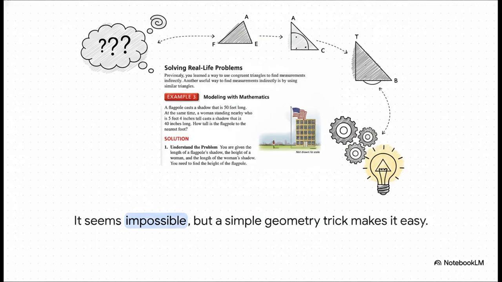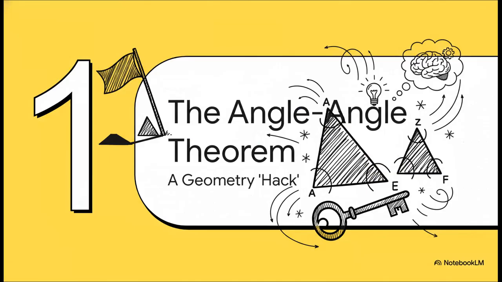All you need is the right tool from your geometry toolbox, and this whole thing goes from seemingly impossible to a pretty straightforward puzzle. So what is this magic tool? It's called the angle-angle similarity theorem. Now don't let the fancy name scare you off. Just think of it as a geometry hack, a major shortcut for understanding shapes. This is the key that's going to unlock our flagpole problem.